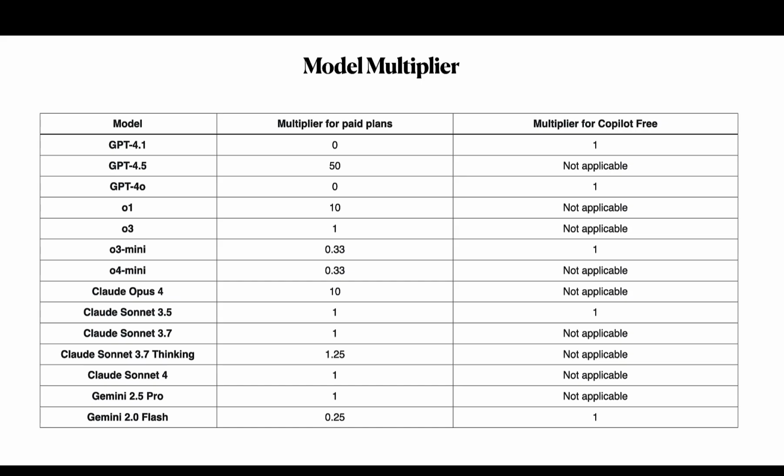Now go to the model multiplier. What is the model multiplier here? There are two columns: one for a paid plan, either Pro Plus, Business, or Enterprise, and one for free. Let's take an example of GPT 4.1. When you ask something to Copilot, it takes your request and sends it to the model. Consider it one API request: the model processes it and gives the output response.